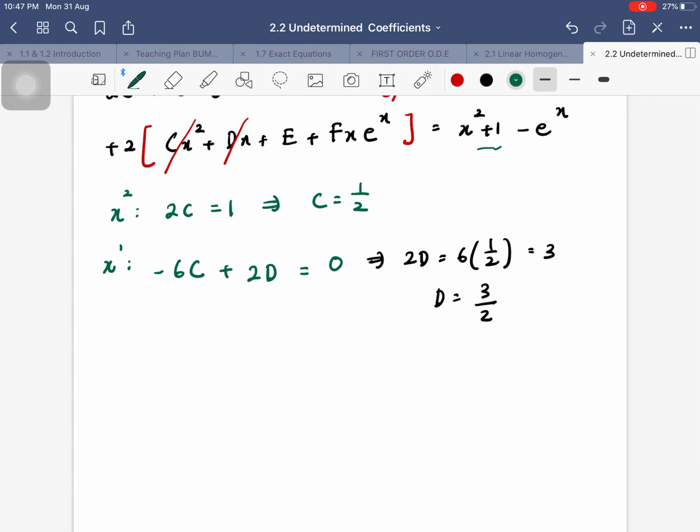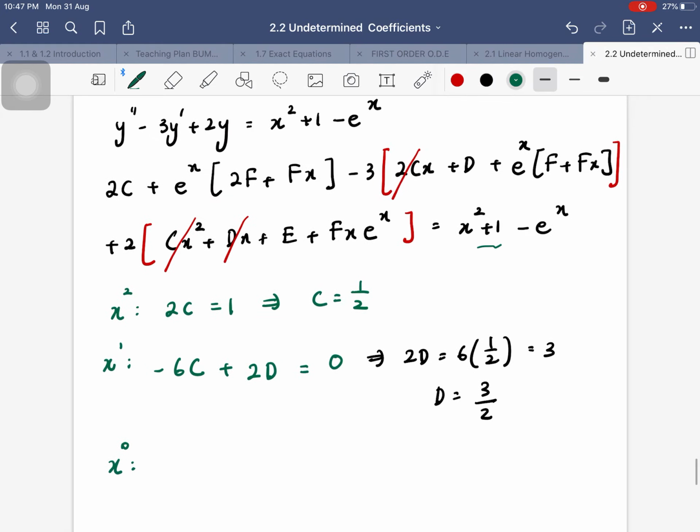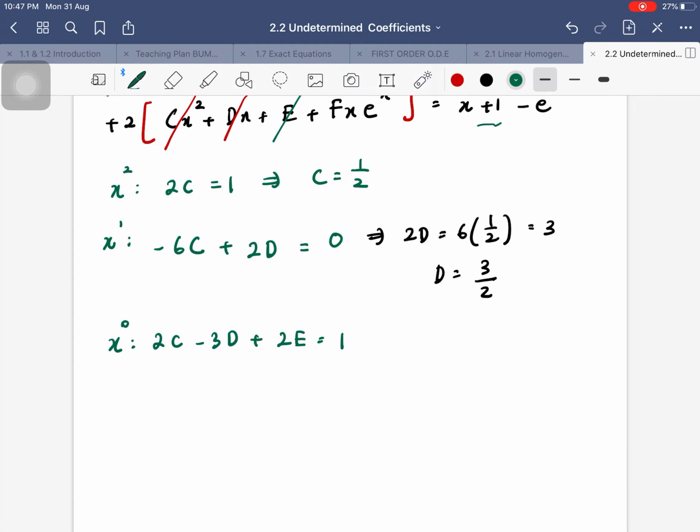And of course, the last one for the polynomial will be the constants, x to the power of 0. So let's collect them. Here I'm going to have 2c, minus 3d, and the last one is plus 2e. And my constant is going to equal 1 on the right hand side. So now I'm going to find the e value. So 2e is going to be 1 minus 2 multiplied by c, which is a half, plus 3 multiplied by 3 over 2. And this is going to be 1 minus 1, so that is going to be 0. So from here, I'll be able to get that e is going to equal 9 over 4. So that is going to be my e value.